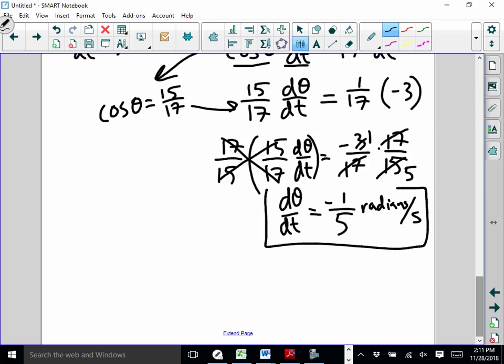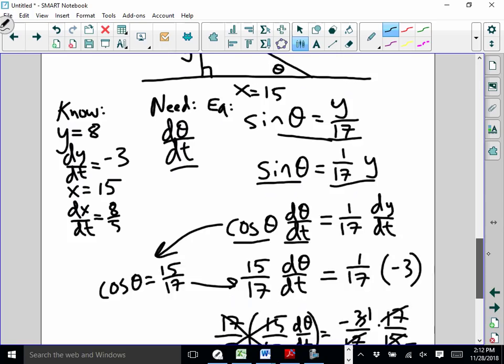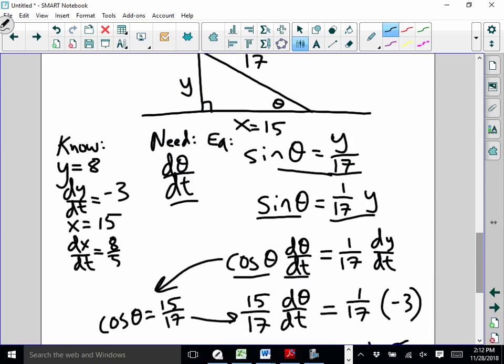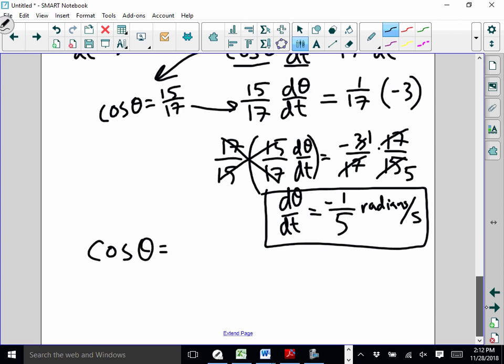We solved it. Now, I got 4 minutes before the next class comes in. I just want to show you that if we would have chosen a different equation, it could have worked. If I would have chosen cosine theta to write my initial equation here, instead of sine of theta equals y/17, I could have used cosine theta, and then I would have had to do x/17. So just check this out. I'm going to do this kind of fast, so don't worry about it. Cosine theta, then I could also think of as 1/17 x. I always like to make this move right here to make my derivative easier.